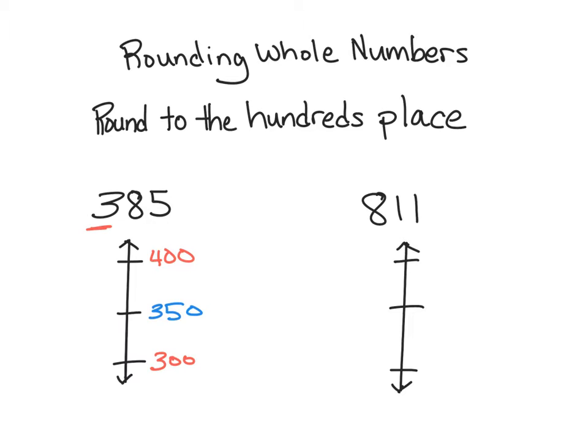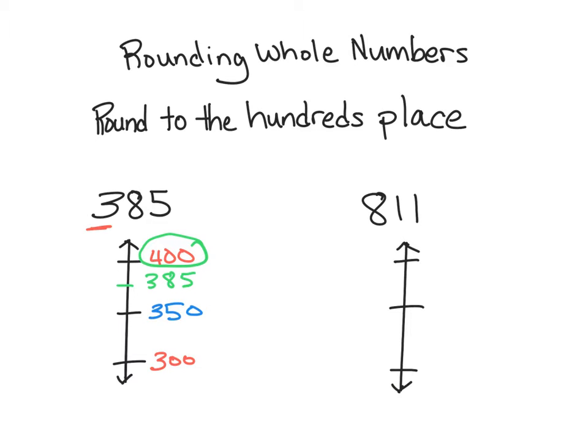So when we plug in the number 385, we simply ask ourselves, is it bigger than 350 or smaller than 350? 385 is, of course, larger than 350. So we would put it in on our number line like this, and we would say that 385 rounds to 400.